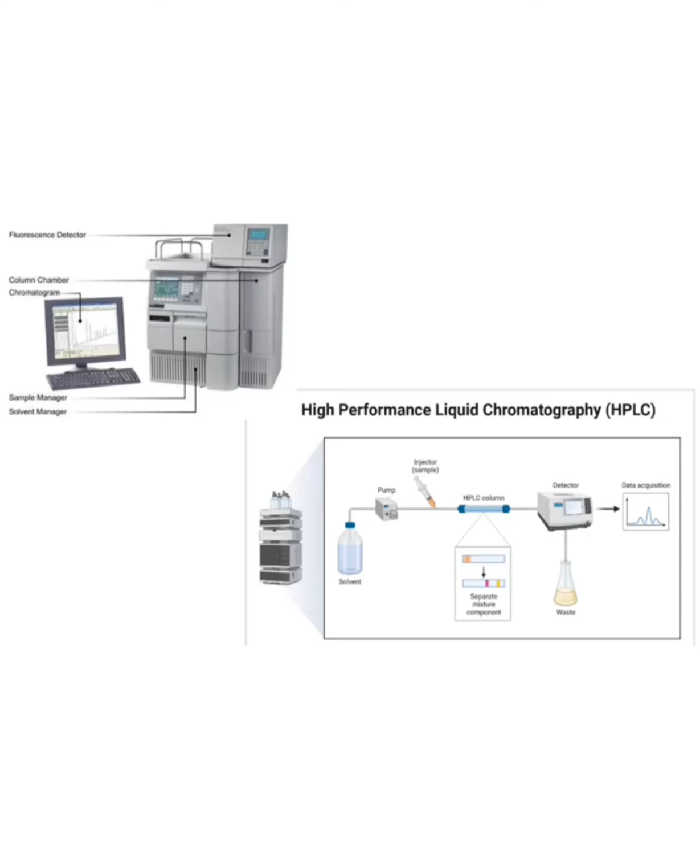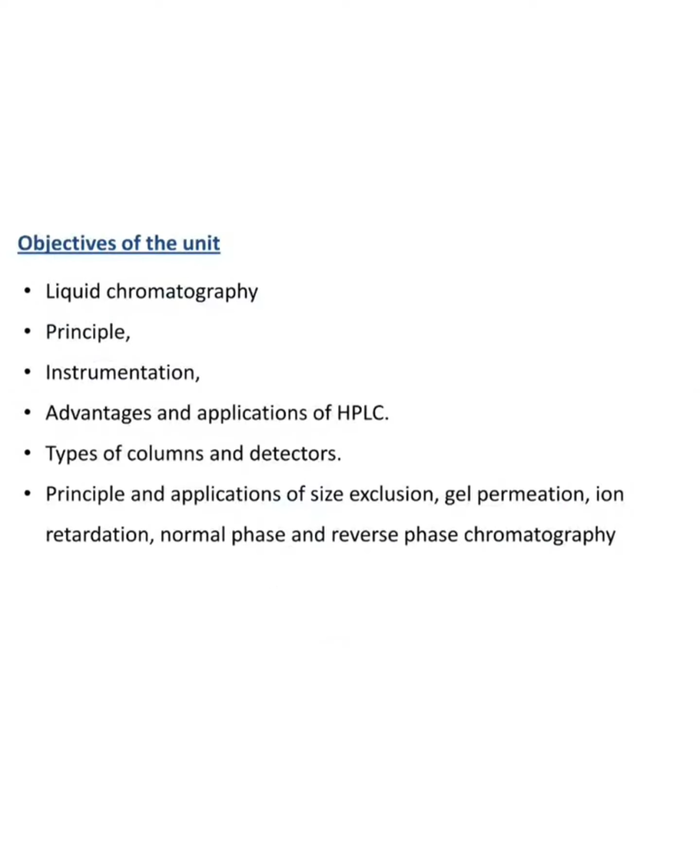Before getting into the topic, we should know the objectives of this unit. Here we are going to study liquid chromatography, its principles and instrumentation, the advantages and applications of high performance liquid chromatography, the types of columns and detectors used for different chromatography techniques, and the principle and application of size exclusion chromatography, gel permeation, ion retardation, normal phase and reverse phase chromatographic techniques.